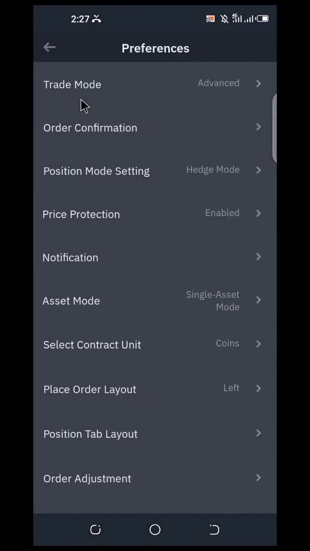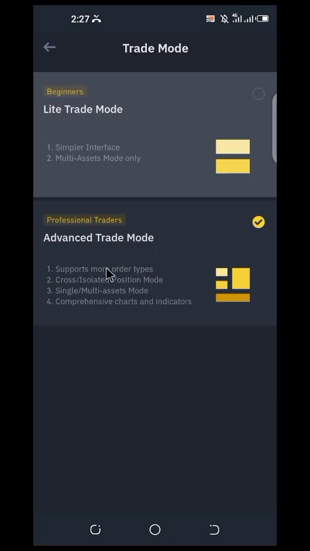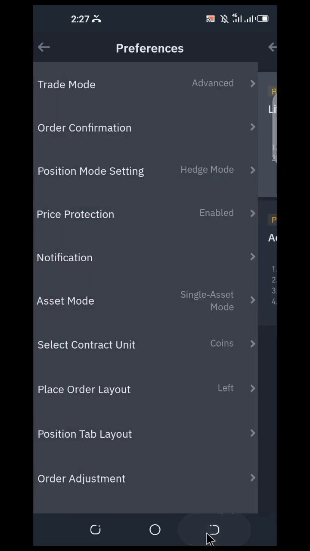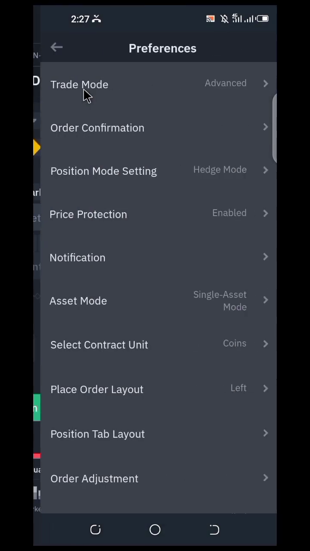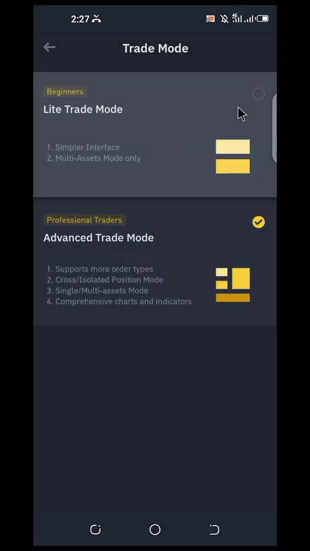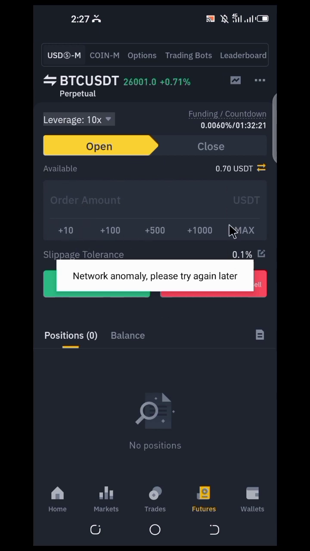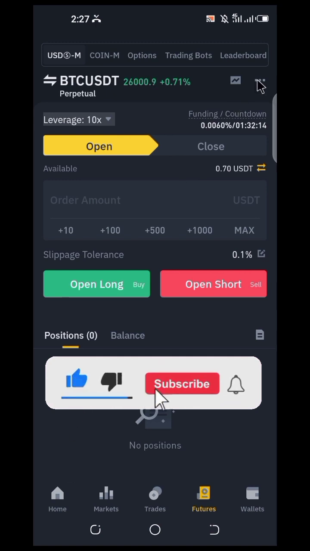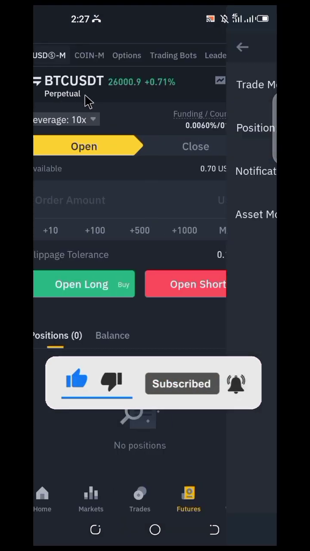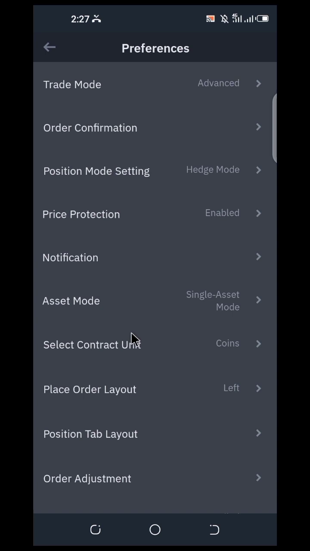So when you click on the preference, we have the trade mode. When you click on the trade mode, we have the light trade mode and we also have the advanced trade mode. Currently, as you can see, I'm using the advanced. This is a display of the advanced trade mode. Let me go and show you how the light trade mode looks like. When you switch it to the light trade mode, let me go back and show you how it looks. So these are the only things you have. You only have your open long and your open short and a few displays of the features. That's what it allows you to do. But for me, I usually leave mine on the advanced mode, so that you can have a display of a lot of the features.